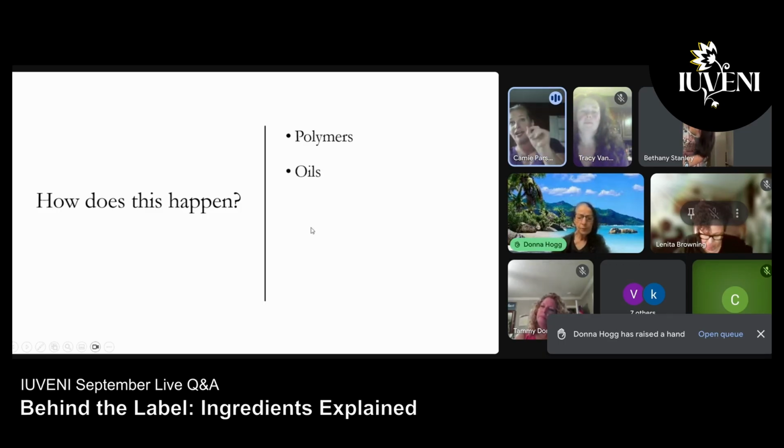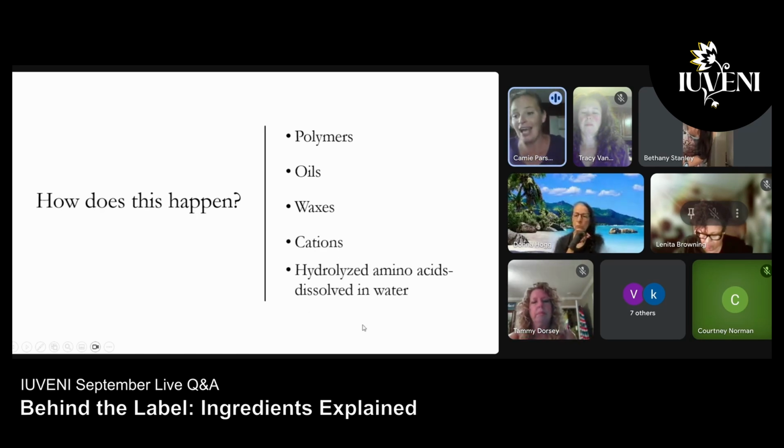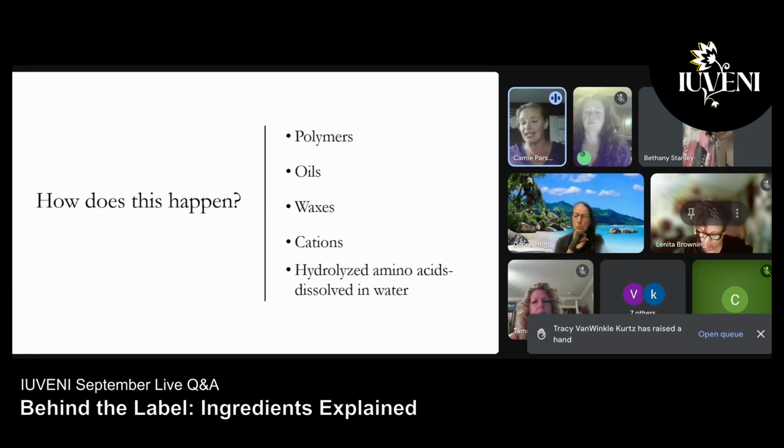Some of the things that go in conditioners: polymers, same thing over and over and over again. Oils, waxes. Some waxes are water soluble. It's not all beeswax, so look it up, see what it is. Cations, which are positively charged, attracted to negatively charged, and amino acids that have been dissolved in water. Very specific ones, but again, next time they're going to wash right off.